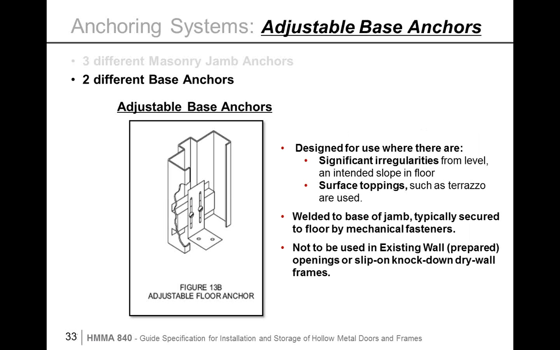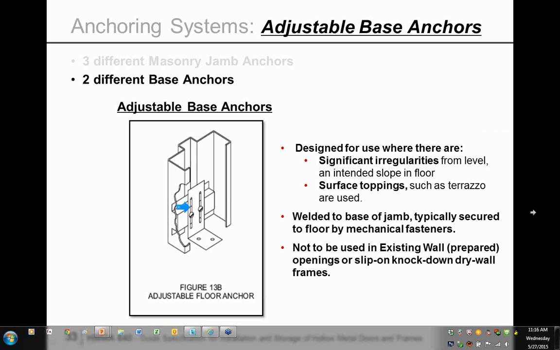The adjustable base anchor is really designed for installations where there are major irregularities in the floor, or if there is going to be any type of surface topping such as terrazzo, tile, or anything like that. The bracket is welded to the frame, and the adjustments are provided by some type of anchor adjustment screws, etc. And again, that allows for out-of-line floor installations.